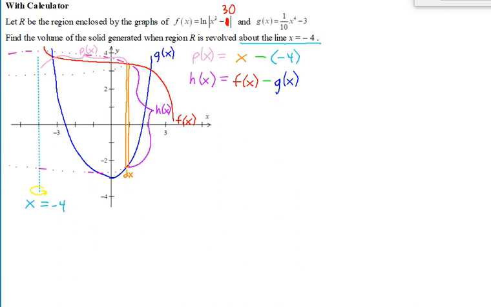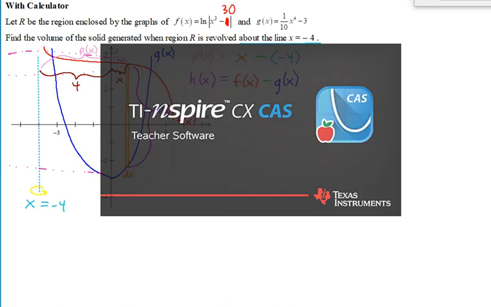Another way to see why x plus 4 makes sense is notice this distance from here to here, that's our x coordinate. And this distance from here to the axis of revolution is 4. From the y-axis to the axis of revolution, so it would be x plus 4 as the radius of our cylindrical shell there. So let's go ahead and put these in the Inspire here. We'll look at both calculators, how we go about the next steps.